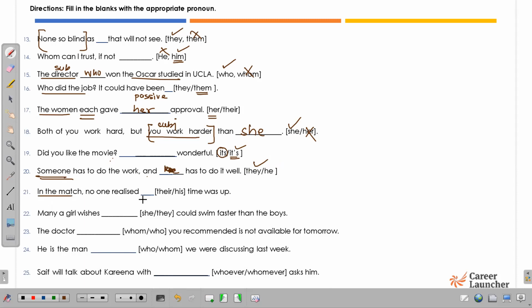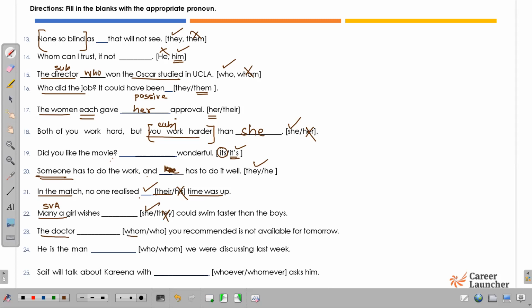In a match, no one realized their time was up. No gender. Many are. This is a subject verb agreement question, so we'll elaborate upon this more. So don't get confused. Just watch for my lesson 4, I believe, or 5. I don't remember the sequence, but it will be in the subject verb agreement that many are is treated as singular. So many a girl wishes, she and not they. Many is treated as more than one, but many are is a cluster, therefore a singular.